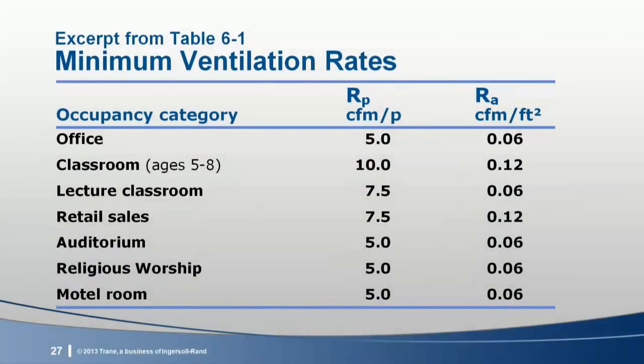While the actual relationships are complex, most experts agree that the best simple model for effective dilution of odors and irritants involves summing the outdoor airflow needed for each of these sources. As a result, since 2004, Standard 62 has prescribed 2 ventilation rates for each occupancy category: R sub P, the rate for people sources, and another, R sub A, the rate for building-related sources. This table shows prescribed minimum rates for several occupancy categories.